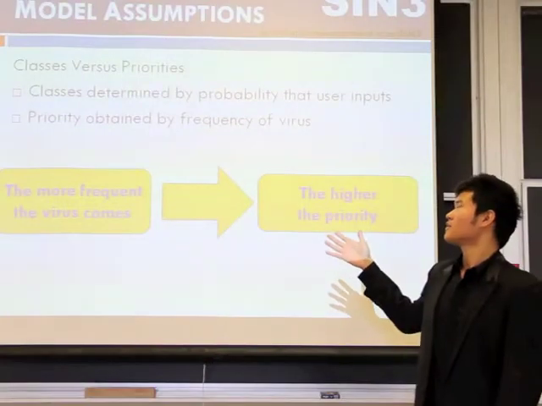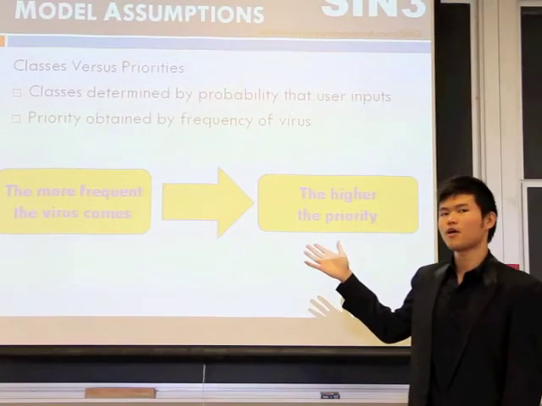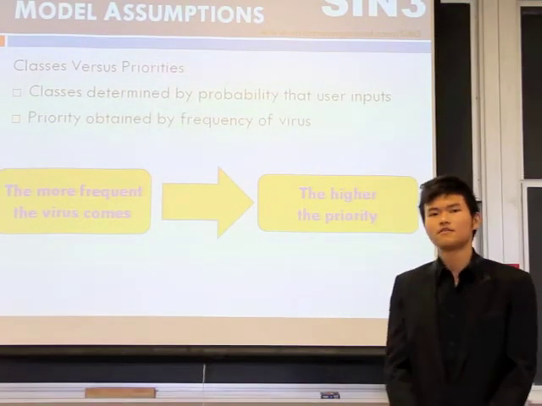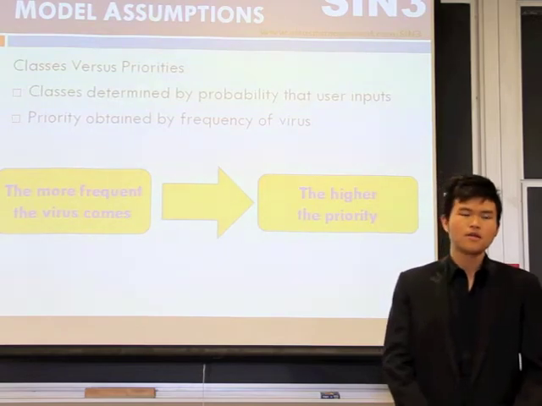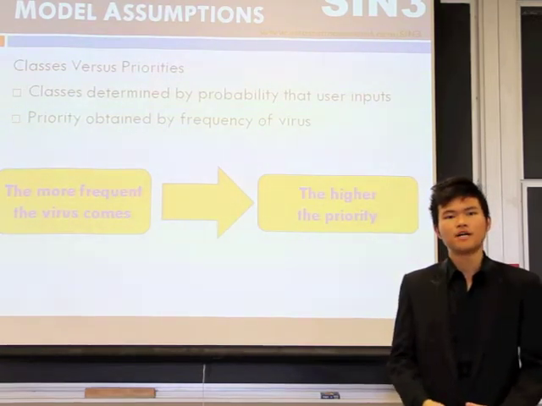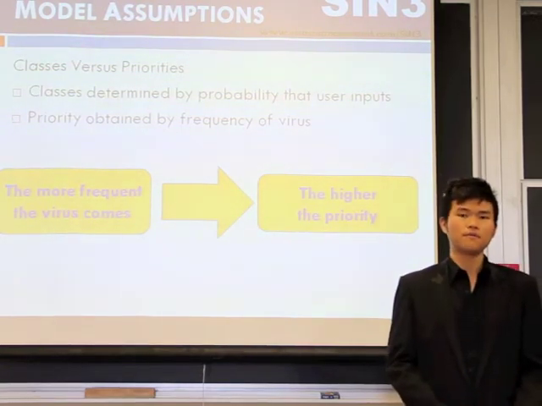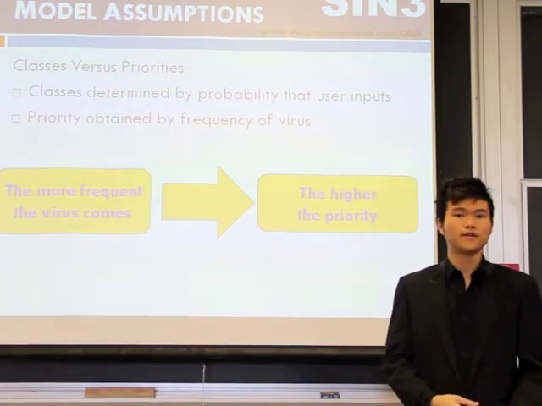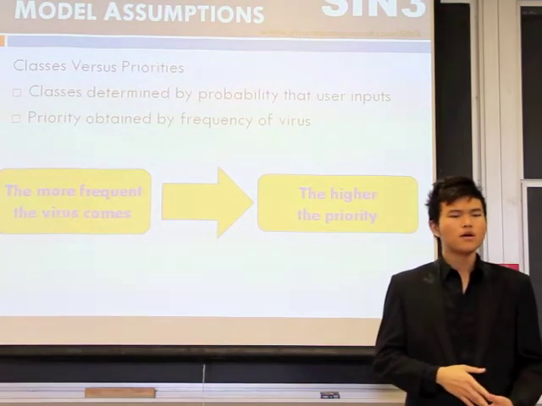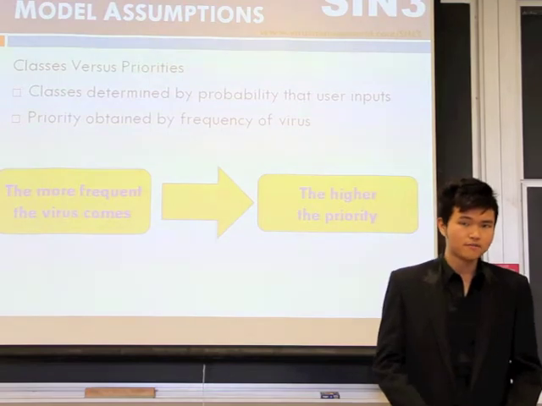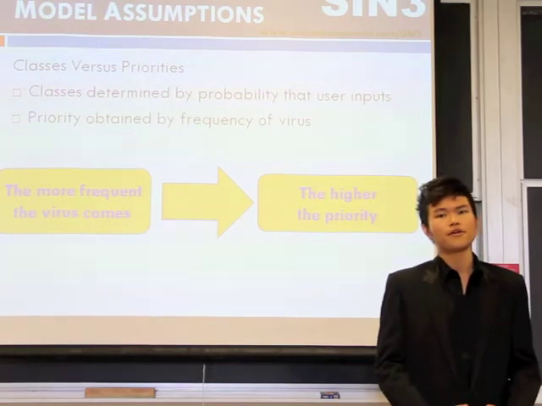So here are our differences between classes and priorities. Classes are determined by the user input. The priority is determined by the frequency of the virus arrival, which is also the user input. So the more frequently the virus comes to our system, the more priority it has.